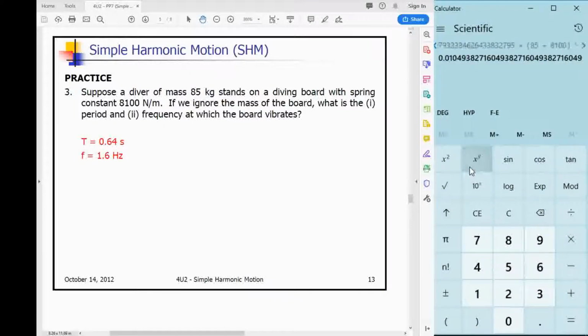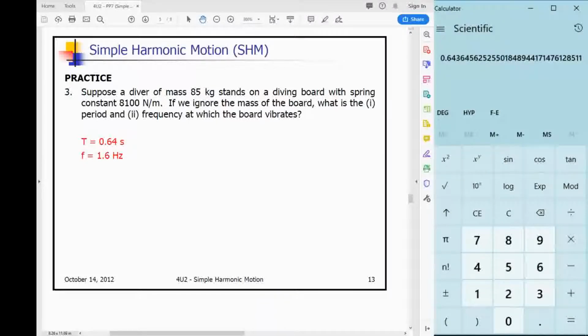Now to do the square root, I'm just going to raise this to the power of 0.5, which is equivalent to finding the square root. And I get 0.6436. That's in seconds. I have to round to 2 significant digits, so I get 0.64.